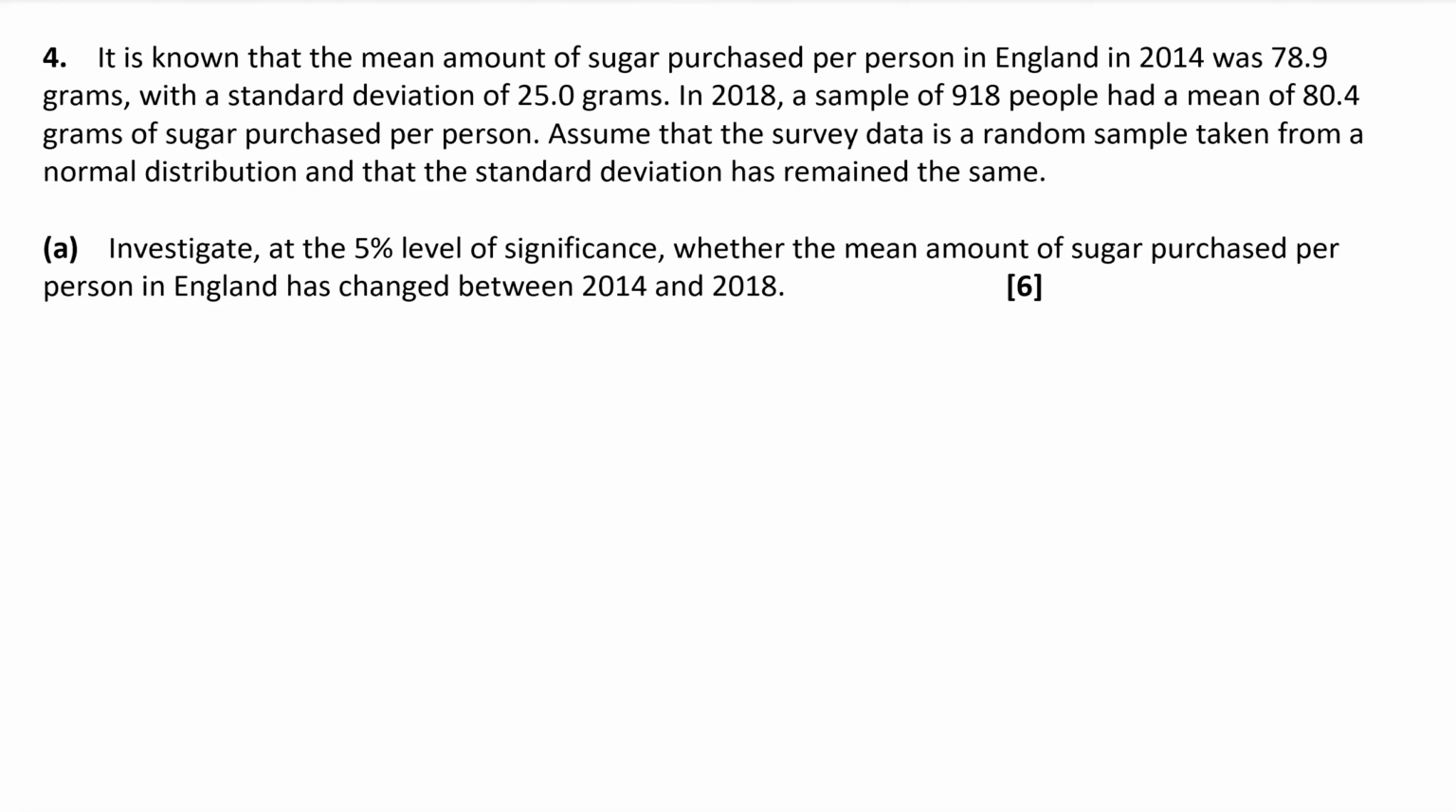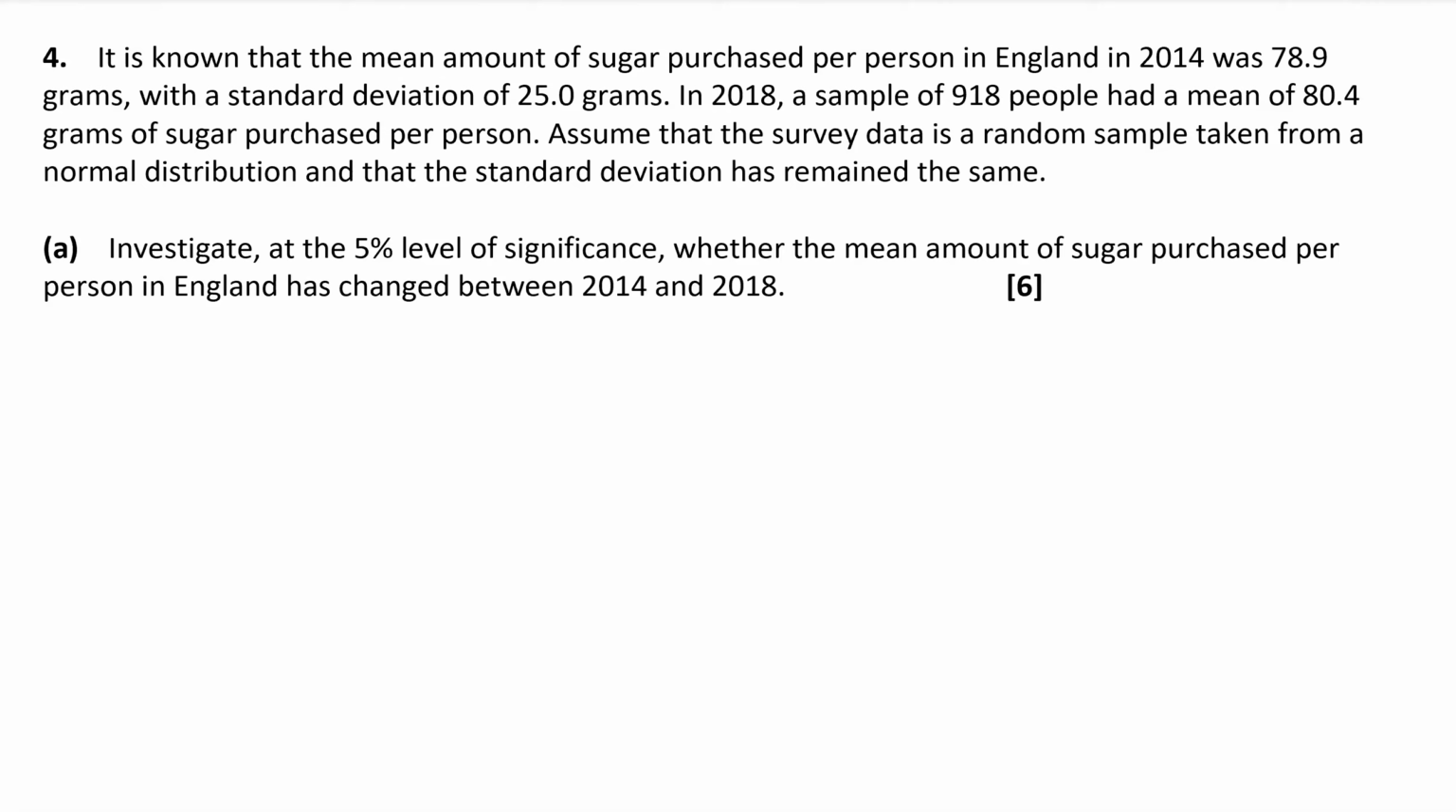Question 4. Hope you already had a look at this question already, so I'm just going to go straight into it. Investigate at the 5% level of significance whether the mean amount of sugar purchased per person in England has changed between 2014 and 2018.